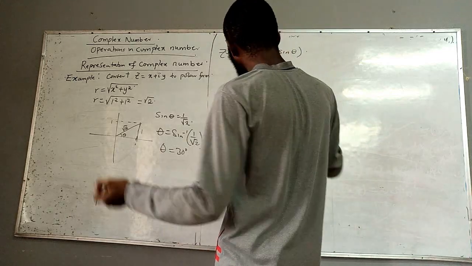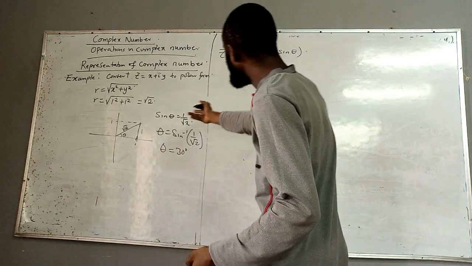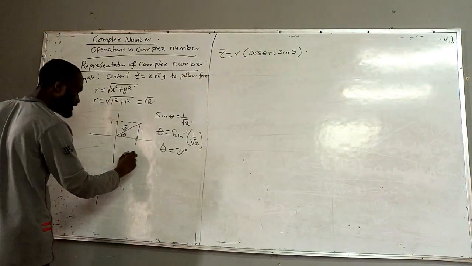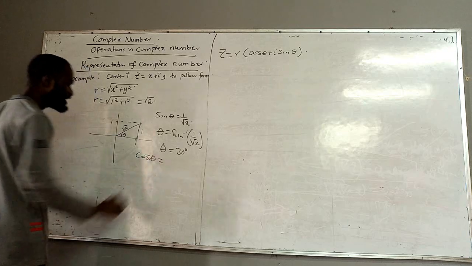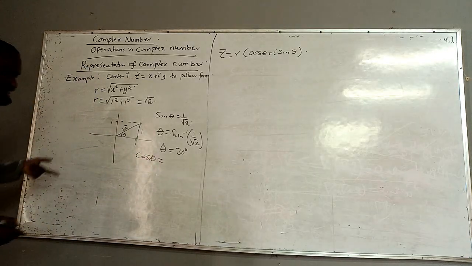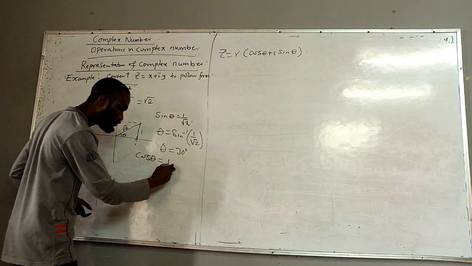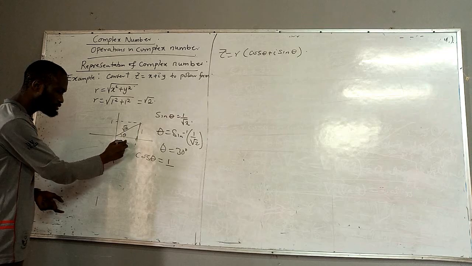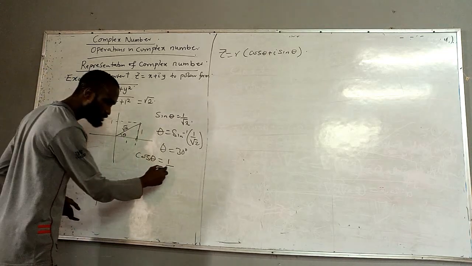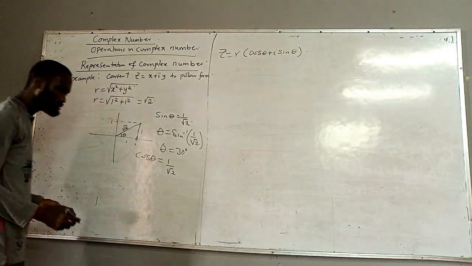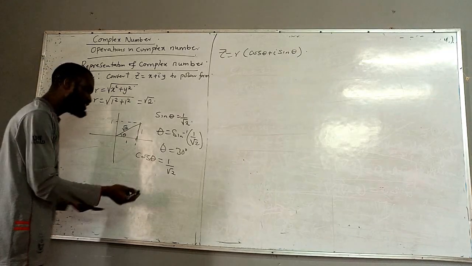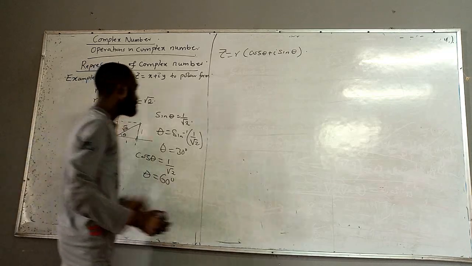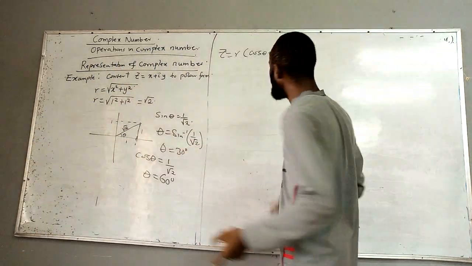Or in another form, since you know your sin theta, from here I can find cos theta. If I want to get cos theta from here also, cos theta is adjacent over hypotenuse, which is still the same thing. My adjacent is also 1, so cos theta is 1 over root 2. And what is that? 60. But I don't even need that. Just substitute sin theta and cos theta.